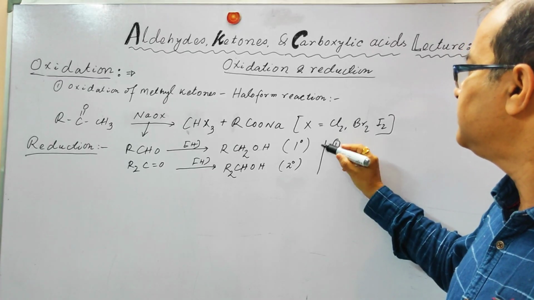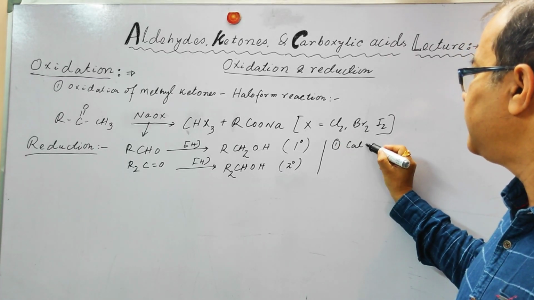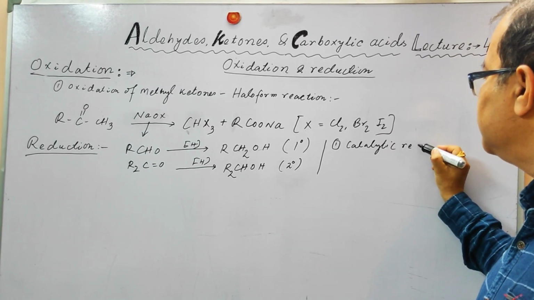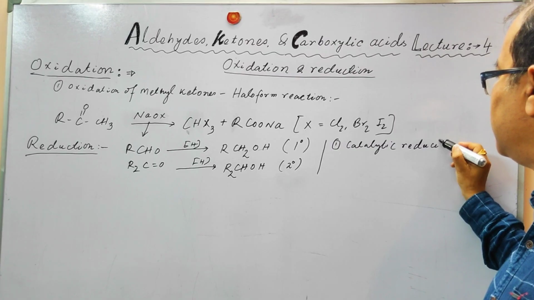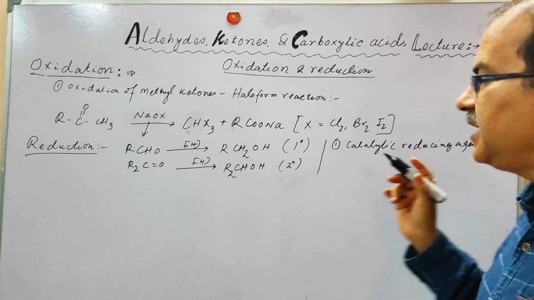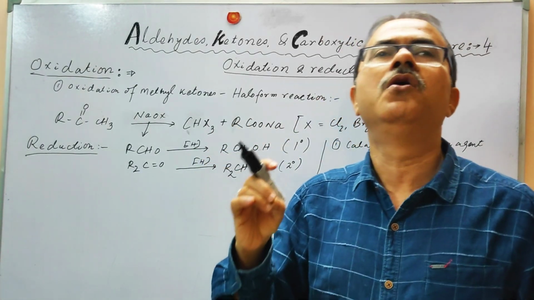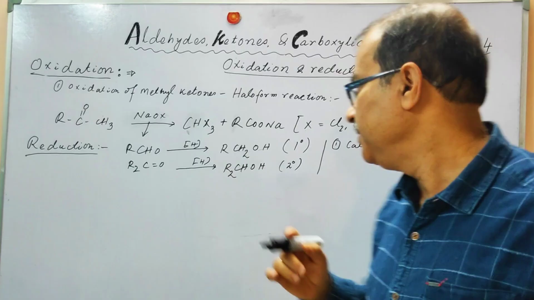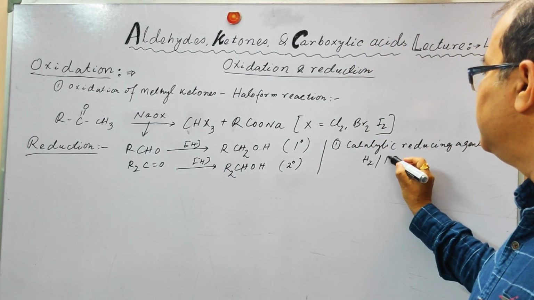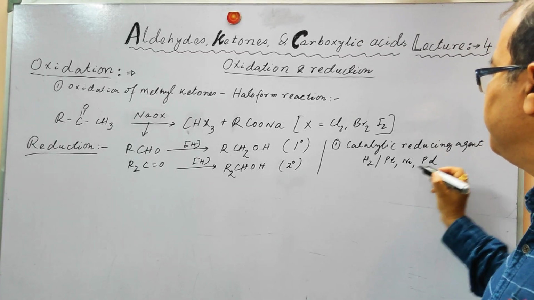Number one, the catalytic reducing agent. Catalytic reducing agent is basically hydrogen passed over finely divided nickel, platinum or palladium. That is, we can write hydrogen in the presence of a catalyst, that is platinum, nickel, or palladium.